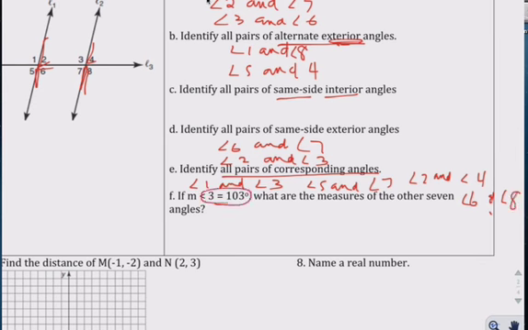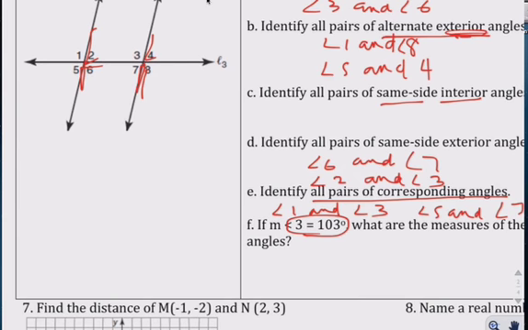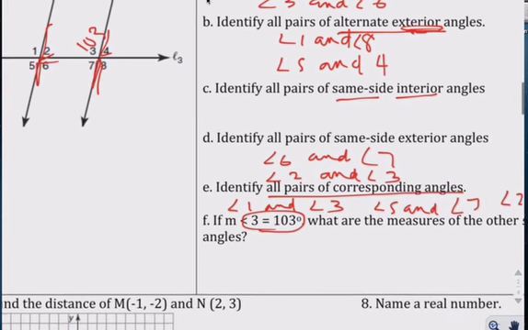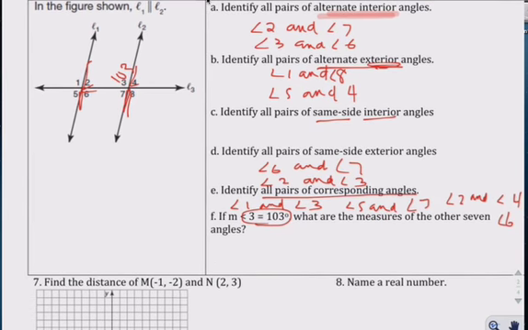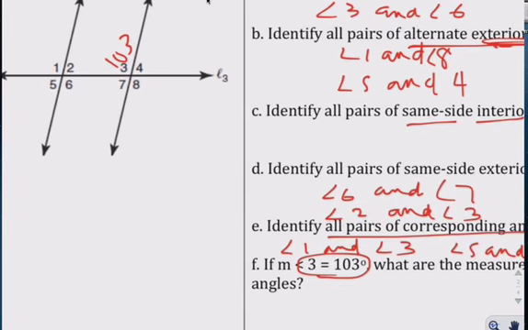If angle 3 is 103 degrees, we'll know the rest. What's the measurement of the rest? Well, all the corresponding angles are 103, therefore the alternate interior is 103. The vertical angle makes this 103. The vertical angle makes this 103.